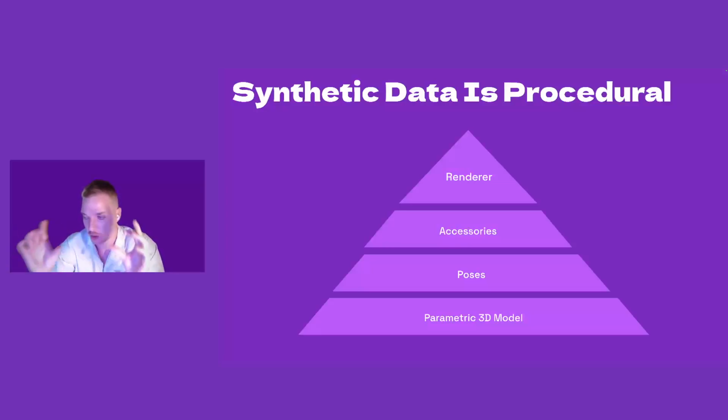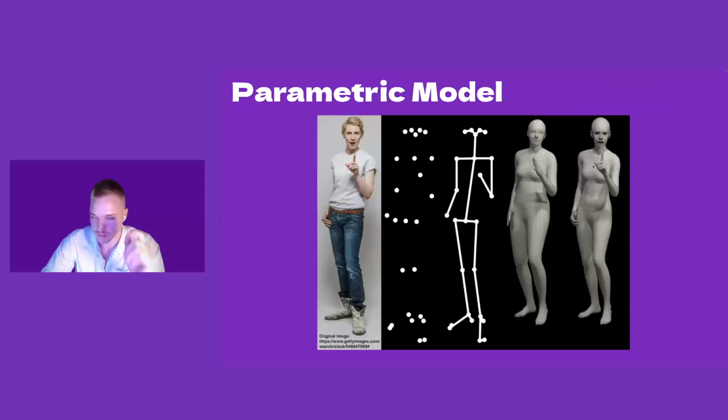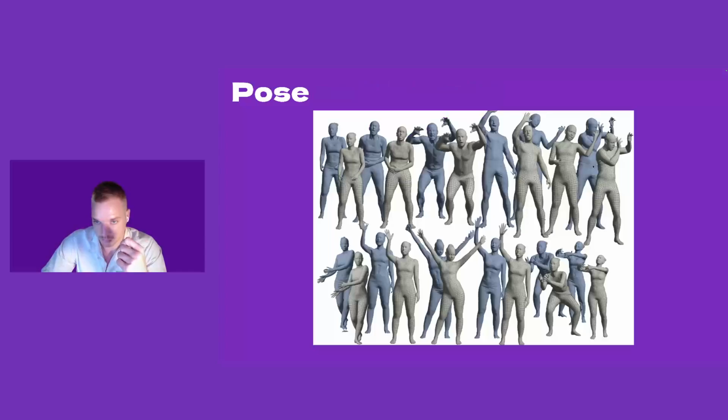And what do I mean by that? Normally you would start in your pipeline to generate these images from a parametric 3D model. Then you put poses on top, then you put accessories on top, and then you have the render environments. Let's go through each one of them. What do I mean by a parametric model? You will have some parameters, for example, you will be able to select a gender. If you talk about humans, you can have thin people, very muscular people, and all this will be parameterized to generate, in this case, a 3D model.